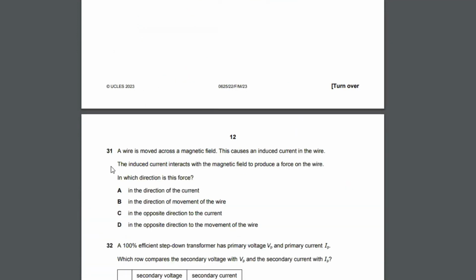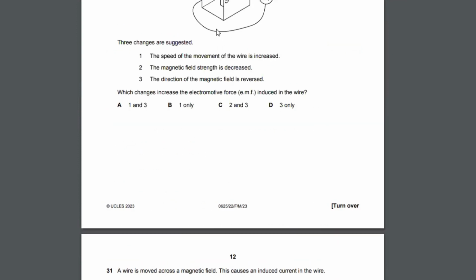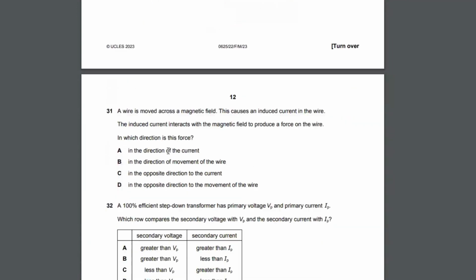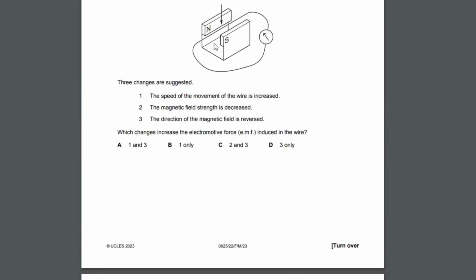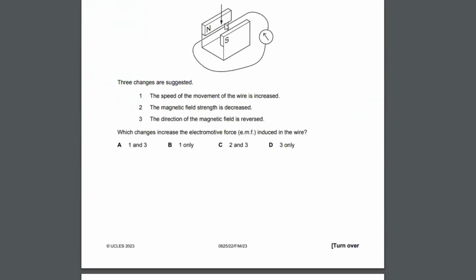This causes an induced current in the wire. The induced current interacts with the magnetic field to produce a force on the wire. Now, the induced current is trying to oppose the movement of the wire. So let's say if the wire is going downwards, the induced current will try to oppose it by making it move upwards. So the direction of force is opposite to the direction of movement of the wire, because it wants to oppose the change. So the answer is D. If I push this wire downwards, the current in the wire will try to push it upwards.